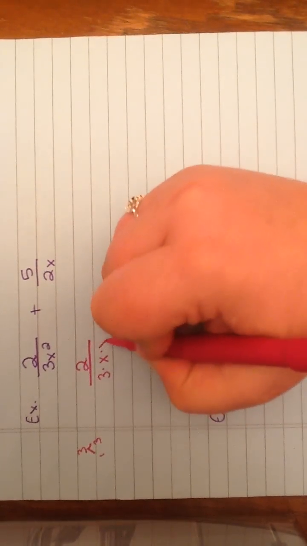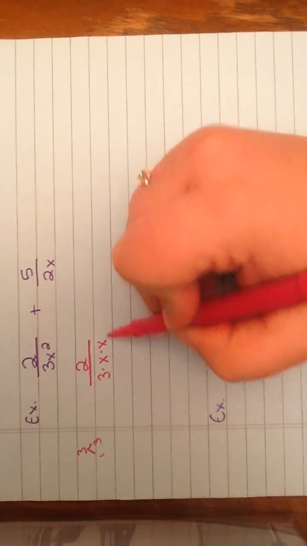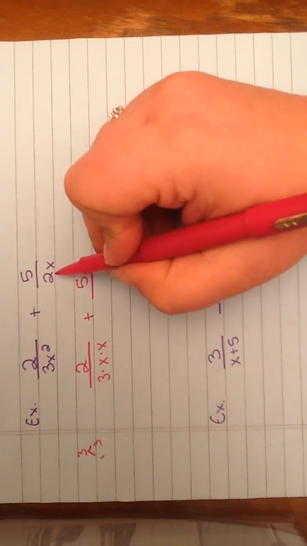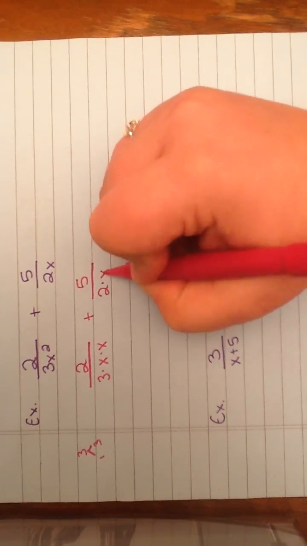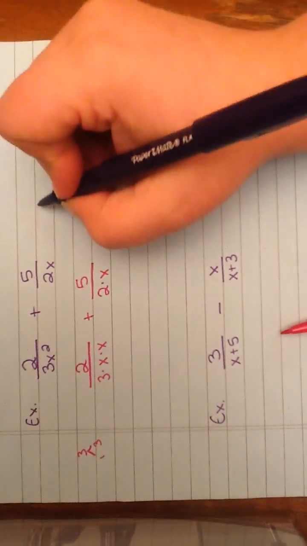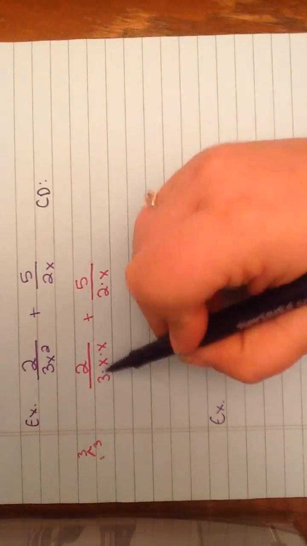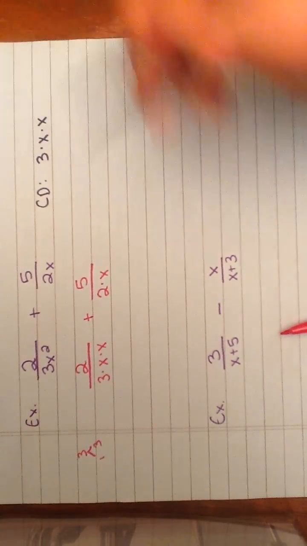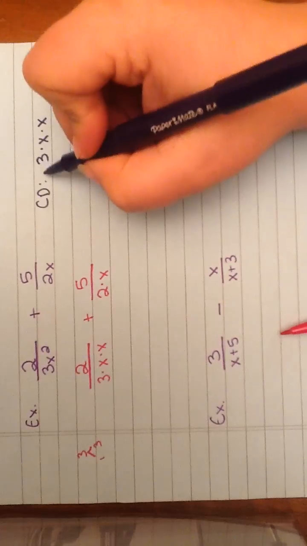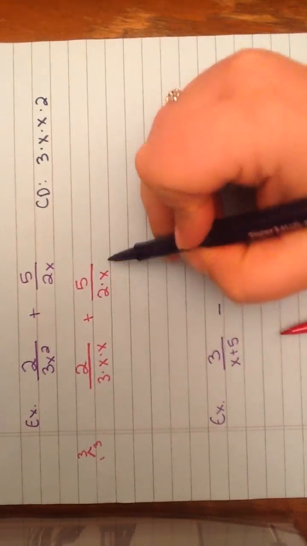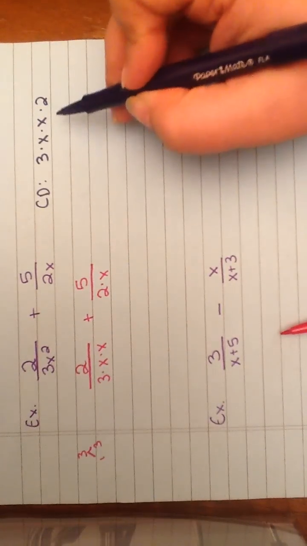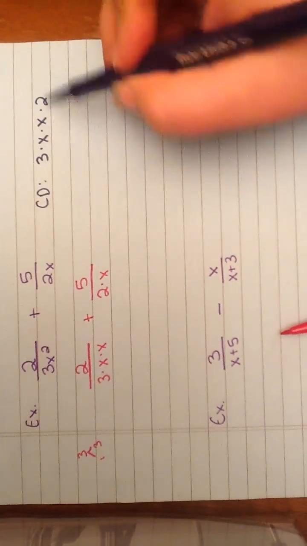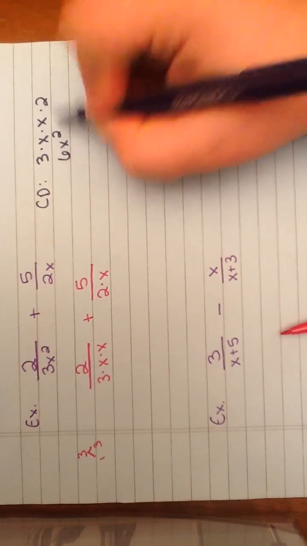But I do have 2 x's, so I can write x times x. And then over here I have 5. A factor tree of 2 is just going to be a 2, and that has an x. So let's look at my common denominator. From my first denominator, I've got a 3, an x, and an x. From my second denominator, I've got a 2 and an x. Well, I already have an x, so I don't need to add another one. This x is not new information, it's already there. So multiply that together, and it is 6x squared.